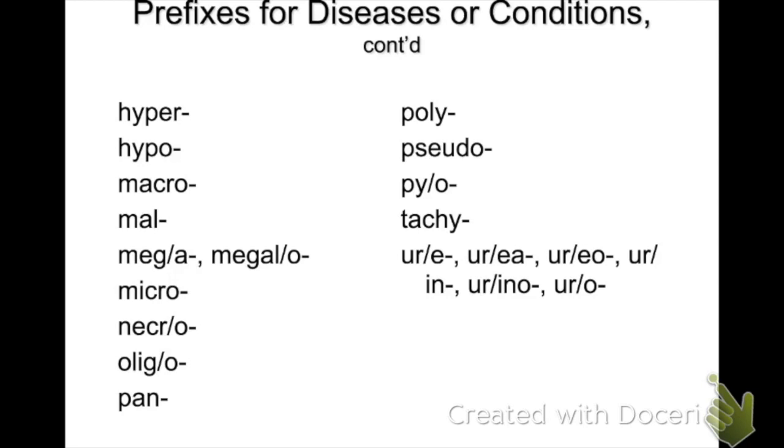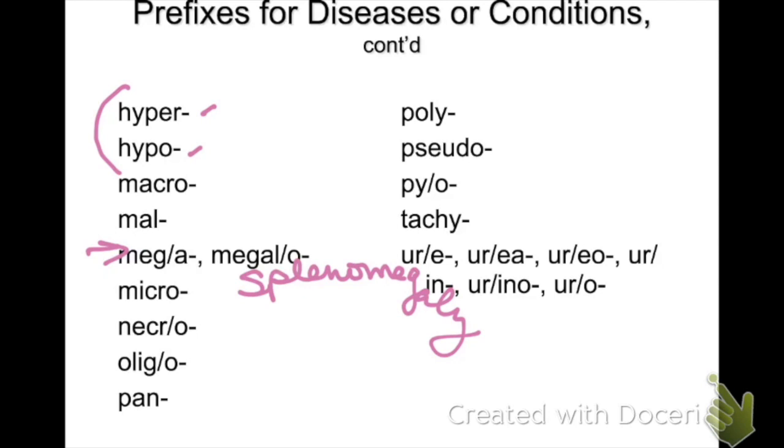Here's some more disease or condition prefixes. Let's see what might be some of the more common ones. Hyper and hypo, those are very commonly used. Hyper means excessive or above. Hypo means below or less than. Megalo means really large, so you might have a really large organ like a spleen. Splenomegaly would mean enlarged spleen, something that you might see with certain types of cancer. Tachy means fast, so you can have tachycardia. That's rapid or faster than normal heart rate.